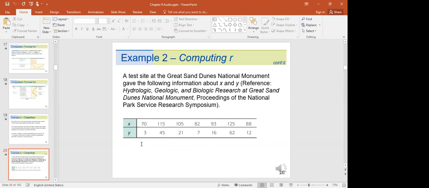So we are going to enter this information into Excel. Can you use your Excel? Yes. Can you both use Excel? Yeah. Okay. So I'm going to go to Excel now.